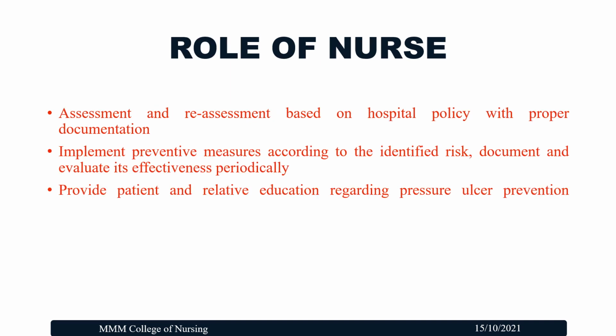We have already seen the nursing interventions associated with each of the subscales in the Braden scale. The overall role is assessment and reassessment based on hospital policy with proper documentation, implement the preventive measures according to the identified risk, document and evaluate its effectiveness periodically, and provide patient and relative education regarding prevention of pressure ulcer.